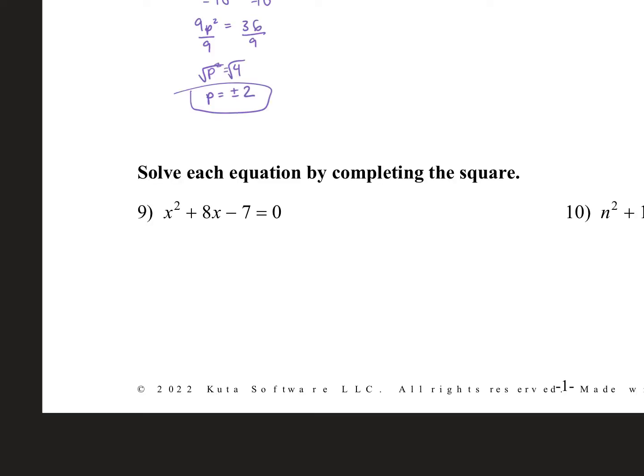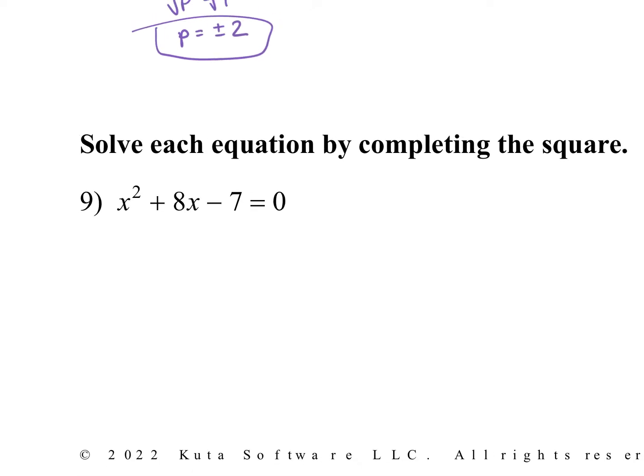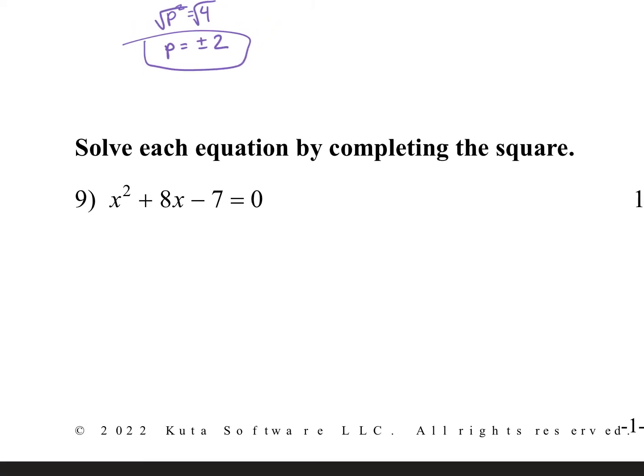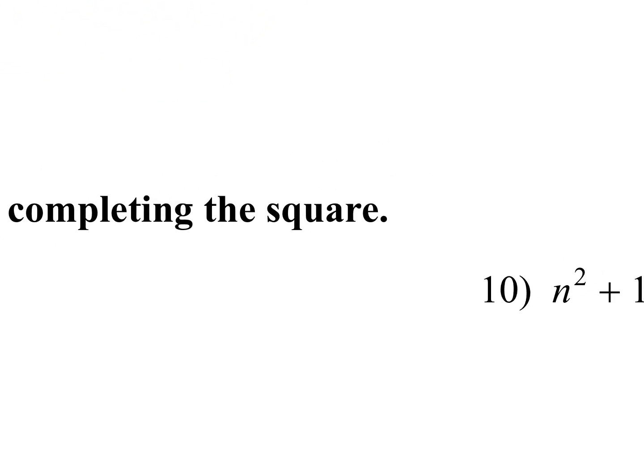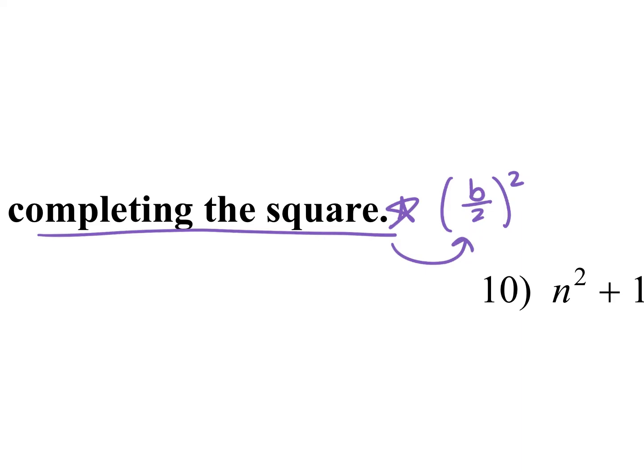All right, let's take a look at number 9. So here we have to solve by completing the square. So completing the square is where we need a little formula that we have to remember. So to complete the square, we have b over 2 squared. Anytime it says solve by completing the square, this is the formula that we use.